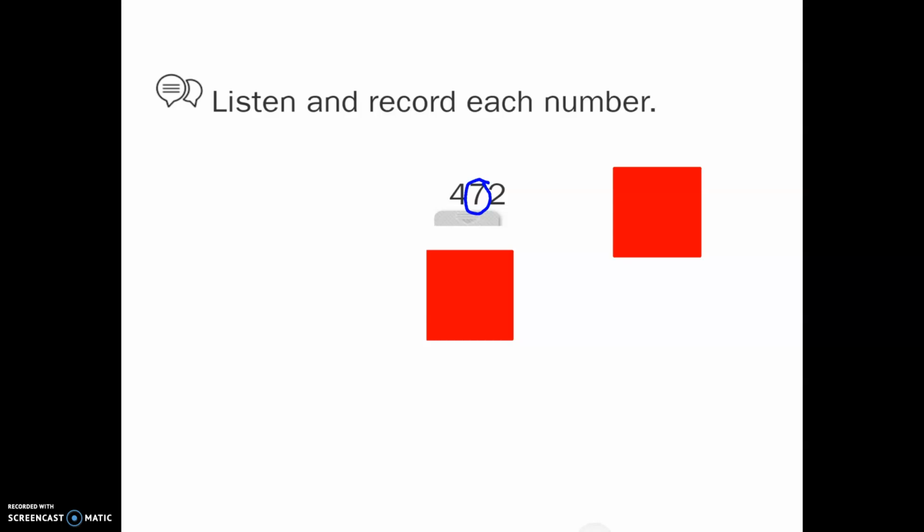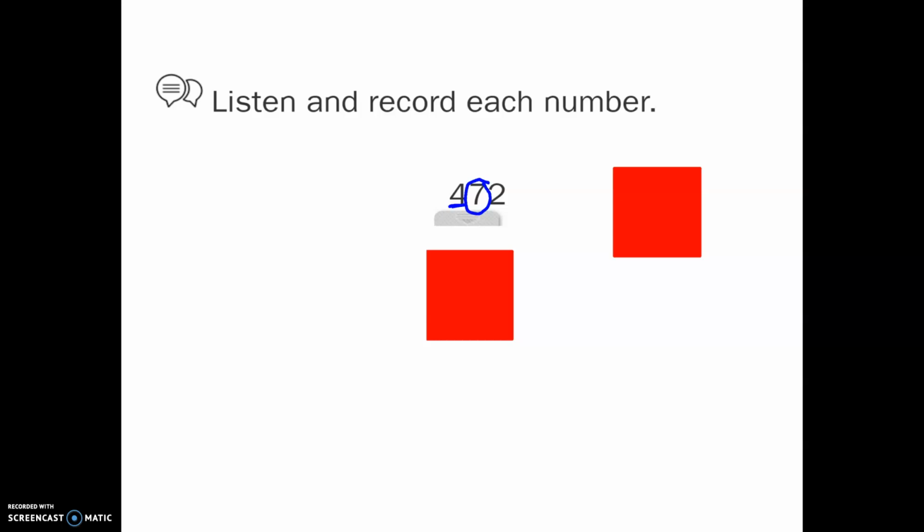And I want you to write down the number 472. 472. Should look like that. Circle the number that's in the tens place. The number that's in the tens place is 7. The value of that 7 is 70. Underline the number that's in the hundreds place. The 4 is in the hundreds place. The value of that 4 is 400.